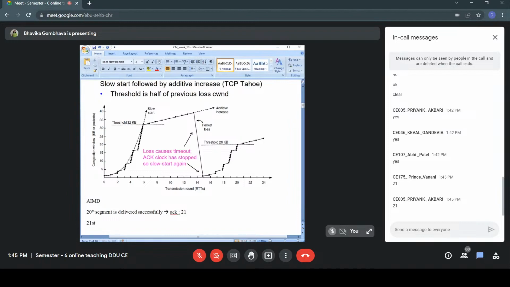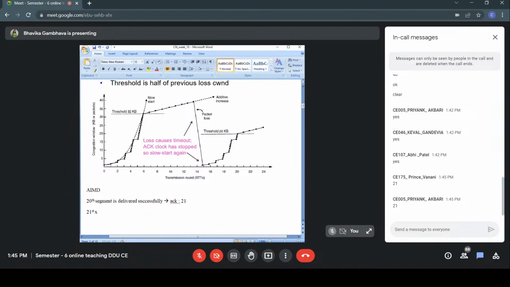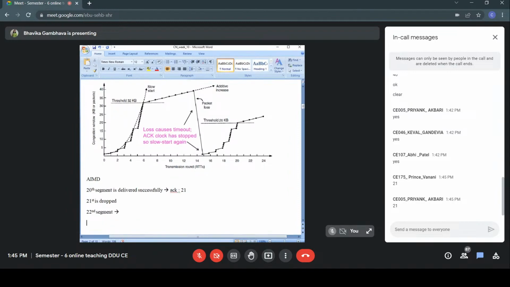Now let us say the 21st segment, as we have talked, is dropped. Now the receiver receives the 22nd segment. In this case, the receiver would not send any new acknowledgement because it is getting the 22nd segment, which it will store temporarily. However, there is nothing wrong in sending the acknowledgement of 21. But we had already sent the acknowledgement of 21, so this is known as a duplicate acknowledgement because we are sending it once again. This is a duplicate acknowledgement of 21.